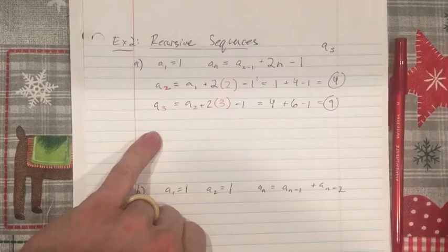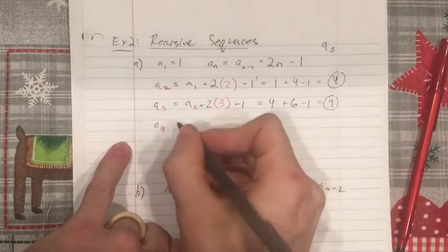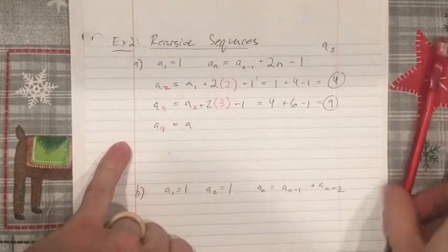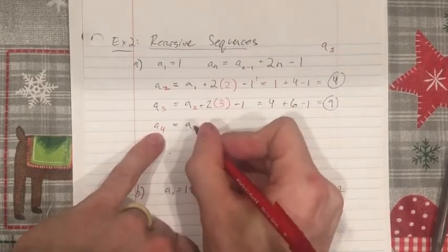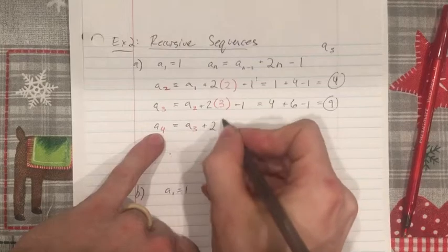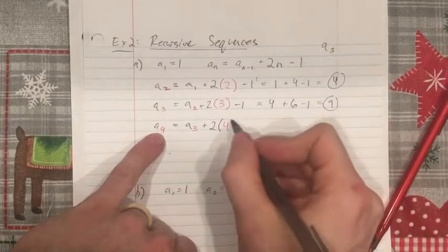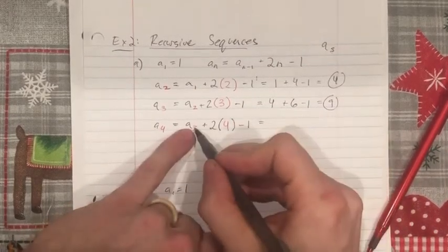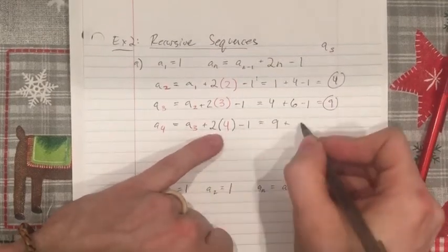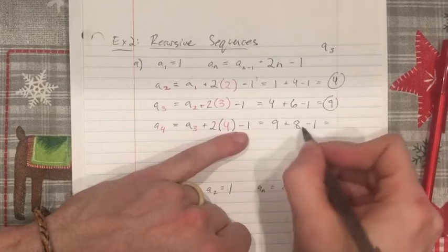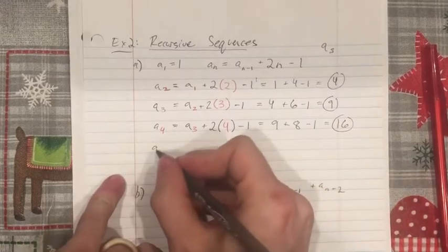What's going to be a sub 4? I hope the color coding is helping, because it's kind of a pain. A sub 4 equals, what's going to go here? The previous term from 4 is a sub 3. So we take the previous term, add 2 times n, which is 4, minus 1. A sub 3 is 9, plus 2 times 4, which is 8, minus 1. What's that going to be? 16.